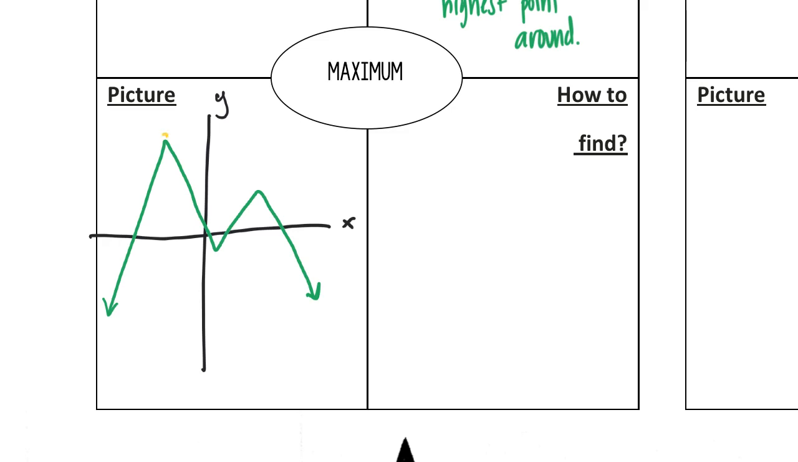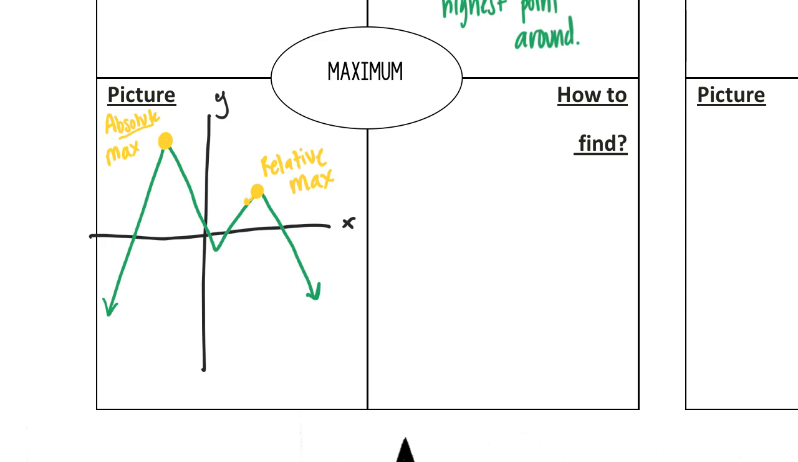This point on the left is a maximum, as is this point on the right. The point on the left is an absolute maximum. The point on the right is a relative maximum. The point on the left is the highest point on the graph, making it the absolute maximum. The point on the right is a relative maximum because it is a high point in its neighborhood.